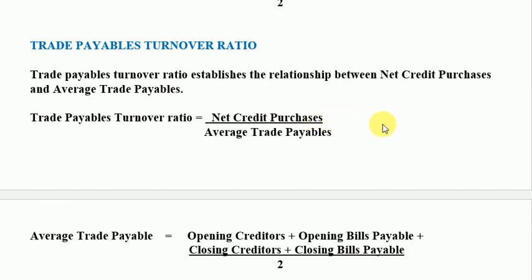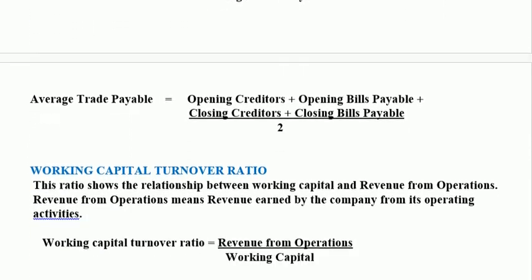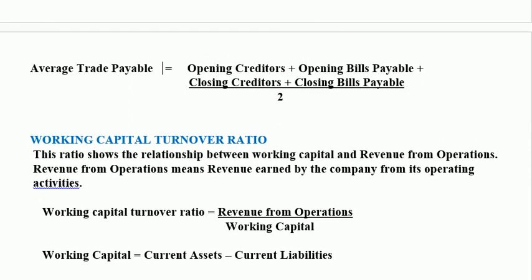So, discussion of the formula is done, that is trade receivables turnover ratio and trade payables turnover ratio. Both relate to credit sales and credit purchases respectively, and need to be taken care of. And the first category was inventory turnover ratio. Now we are moving to the fourth activity ratio, which is working capital turnover ratio.